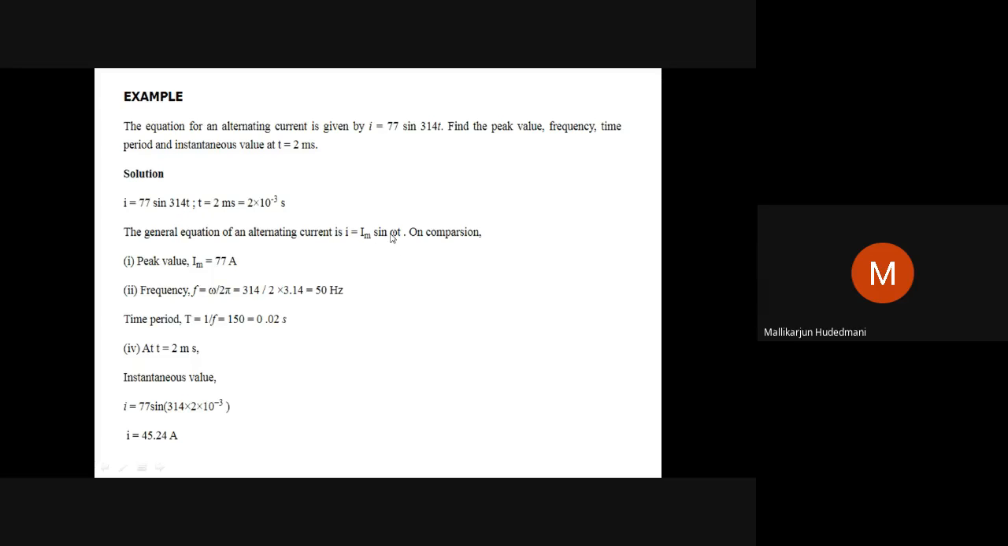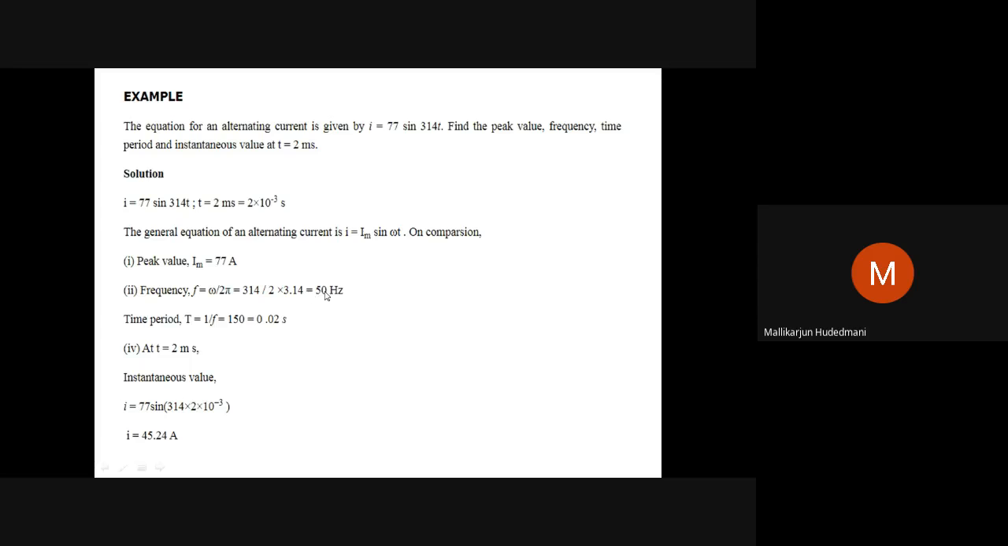So what is omega? Omega equals 2 pi f, so f equals omega by 2 pi. The frequency of a wave is given by omega by 2 pi. Comparing, 314 being omega, when I divide this by 2 pi, I get the frequency of the wave. 314 divided by 2 pi is 50 hertz. The wave given to you is a 50 hertz wave.